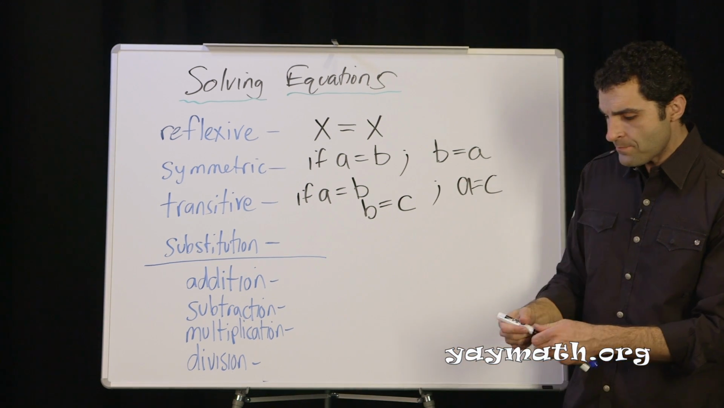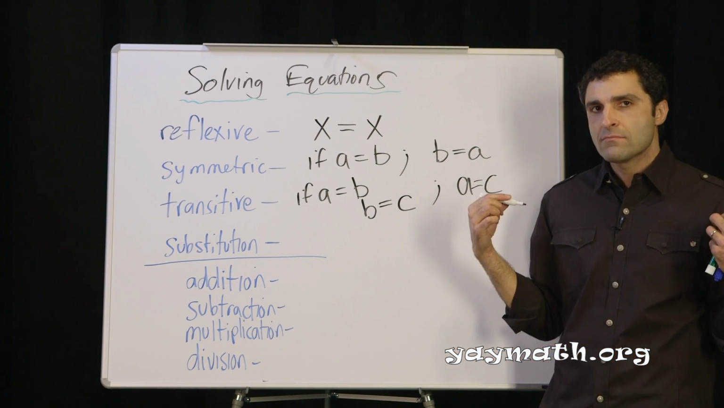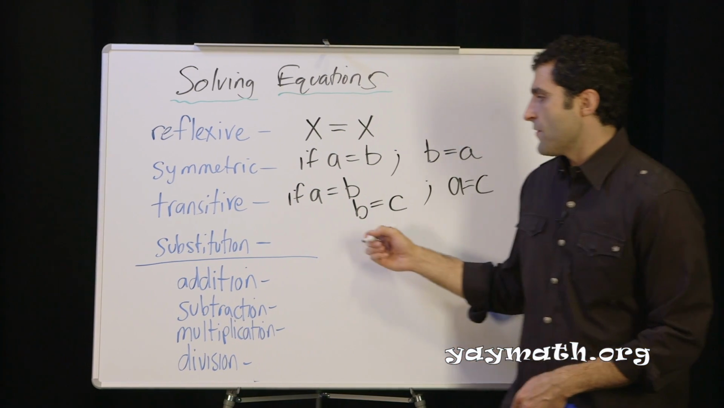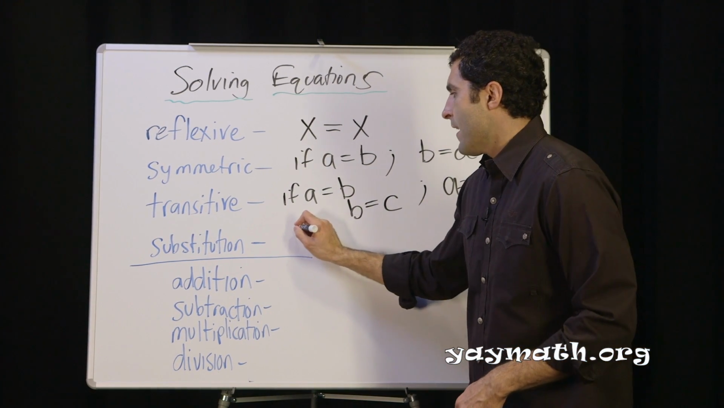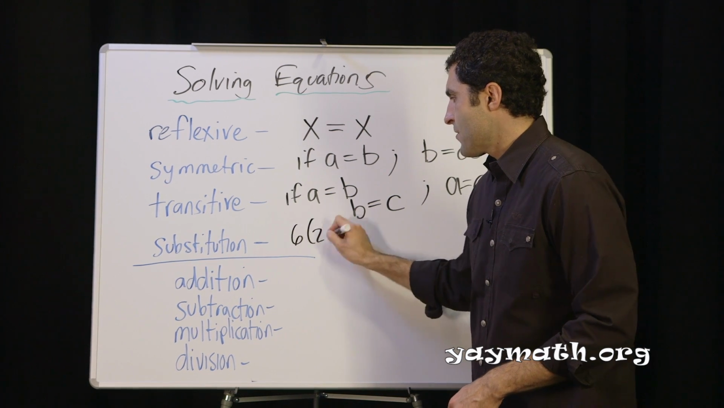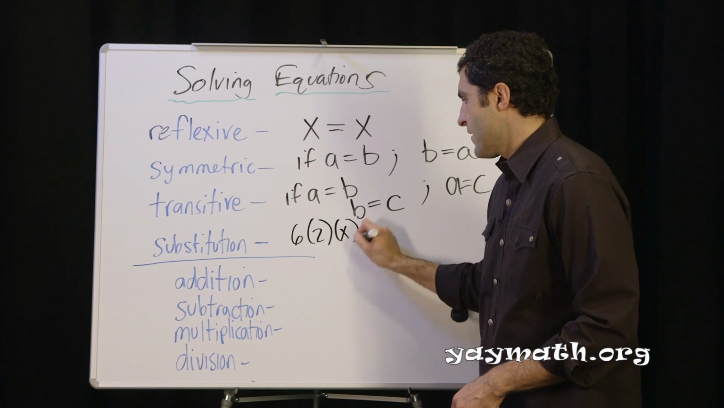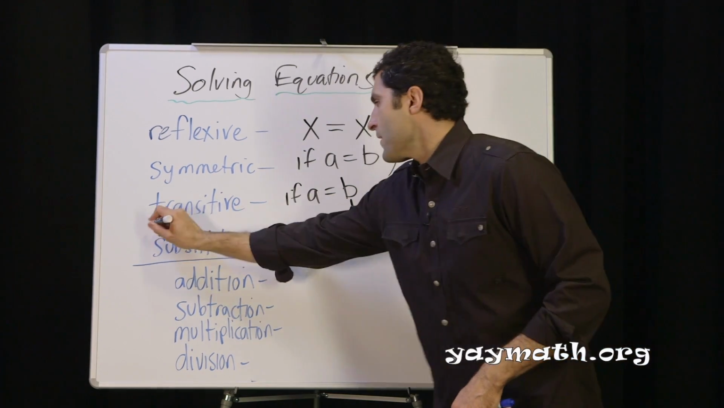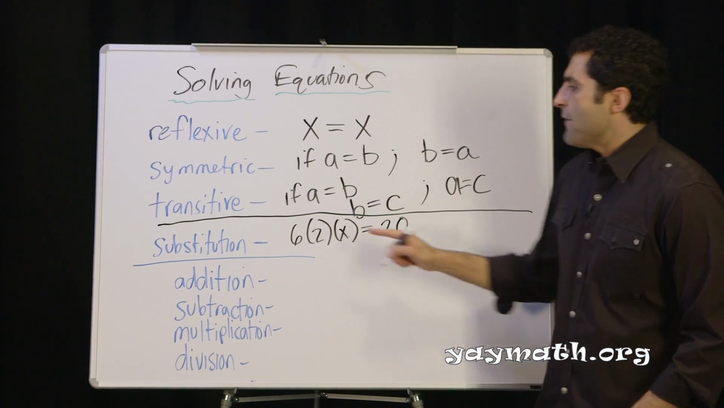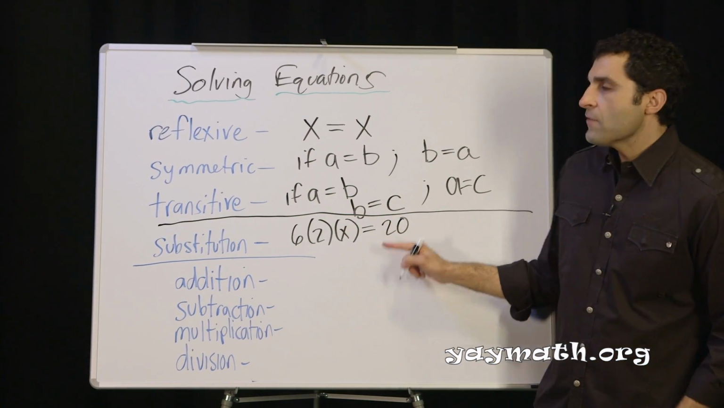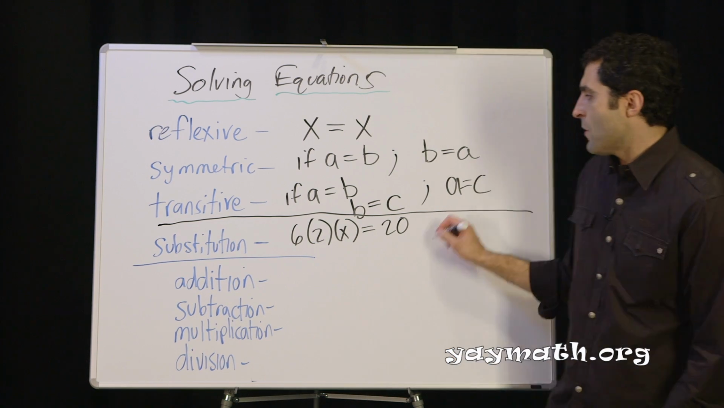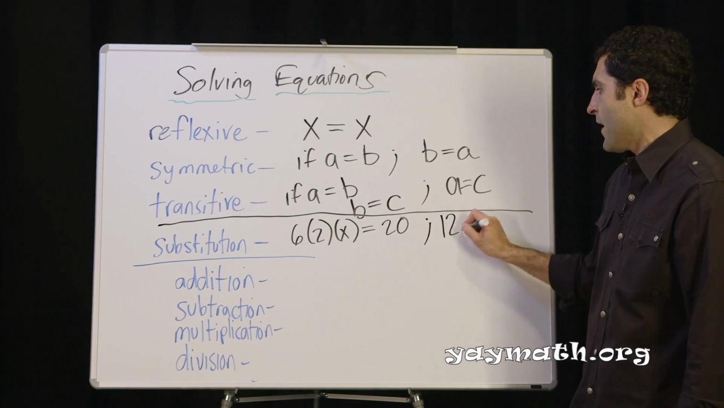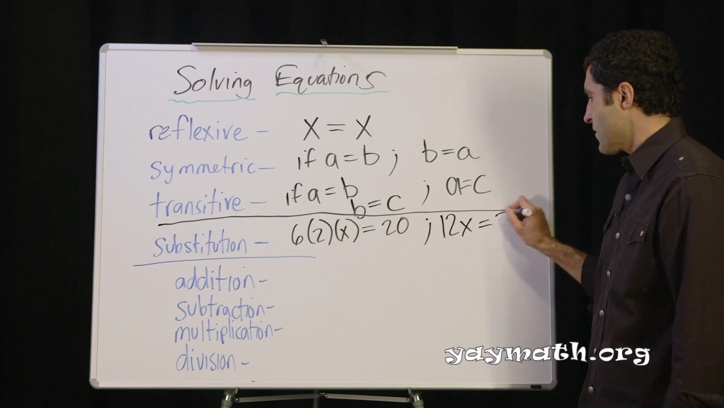Substitution is a weird one. Basically, if you take something out and substitute something in its place, that's all it is. So if you said something like this, let's say 6 times 2 times x equals 20. Separate these. If 6 times 2 times x equals 20, we're also allowed to say the equivalent statement, which is 12x equals 20.